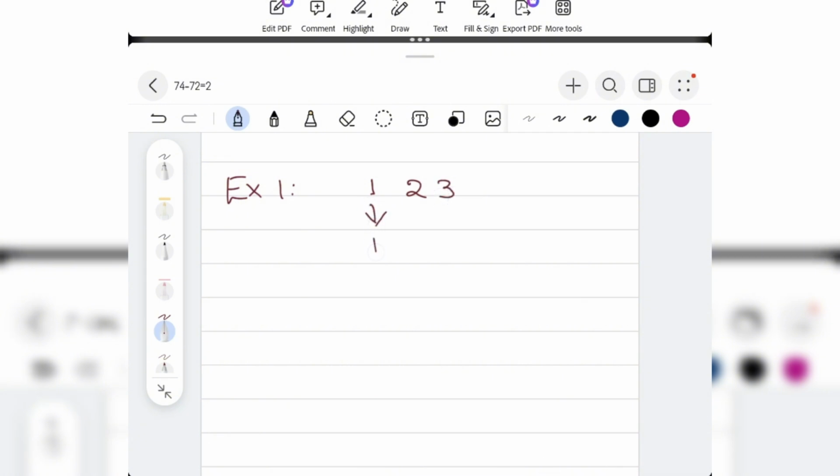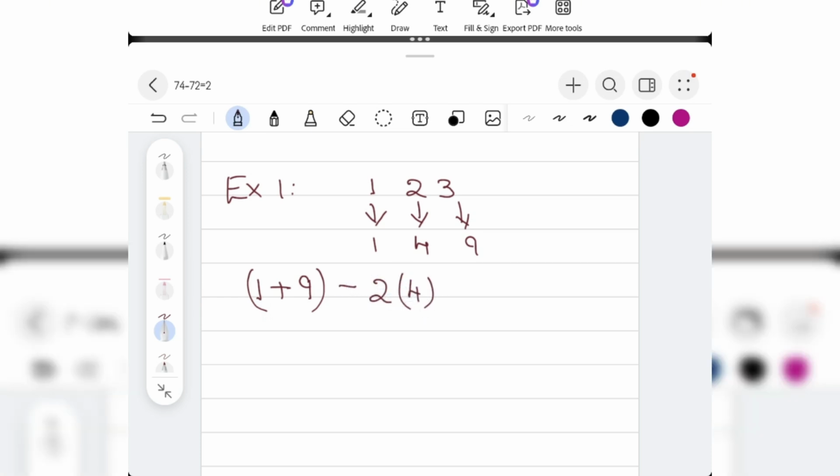Square of 1 is 1, square of 2 is 4 and square of 3 is 9. Now he says add the smallest square plus the largest square and then subtract twice the square of the middle number. That is, this is the middle number. Square of the middle number is 4. So what do you get? 10 minus 2 into 4 is 8. So our answer is 2.